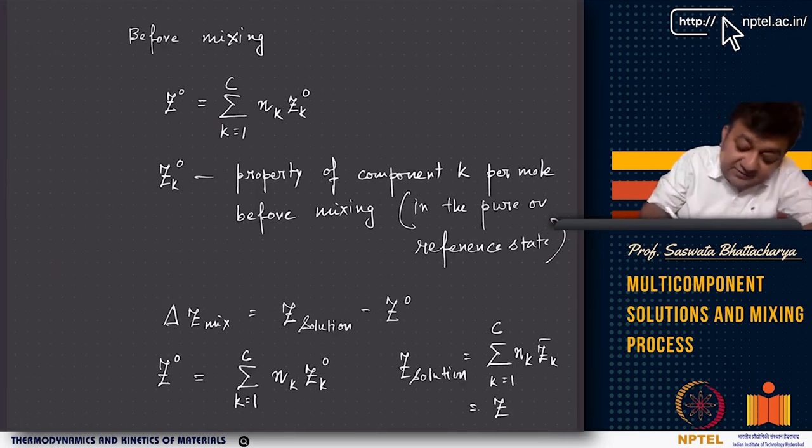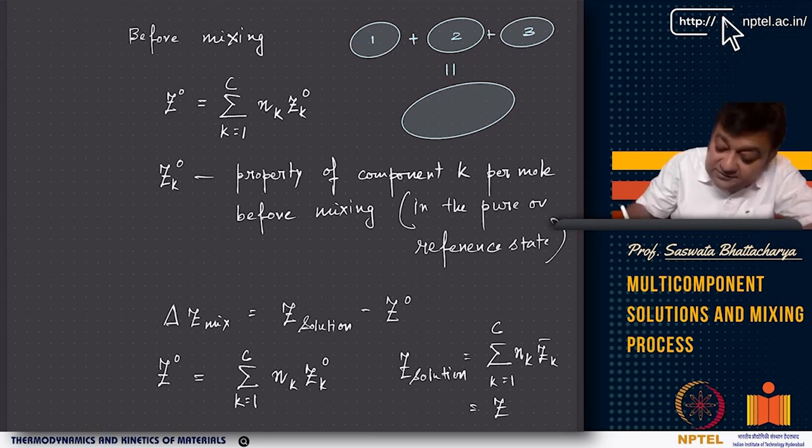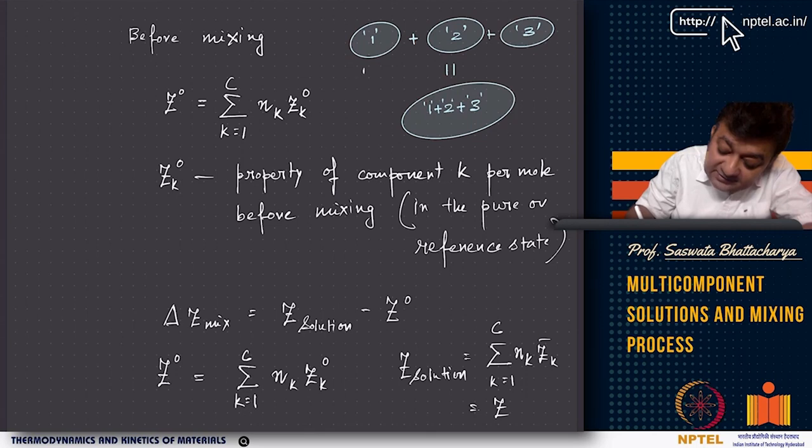Now, look at this. Say, for example, you have these components, like 1, 2, and 3. You are adding them. Once you add them, you get this, which is basically a mixture, or if it is a homogeneous mixture, then it becomes a solution. So 1 plus 2 plus 3, all these components are coming. This is component 1, this is component 2, and this is component 3. Now, if that is so, the property that it had is Z1 0, and the property here would be Z2 0, and here it is Z3 0.